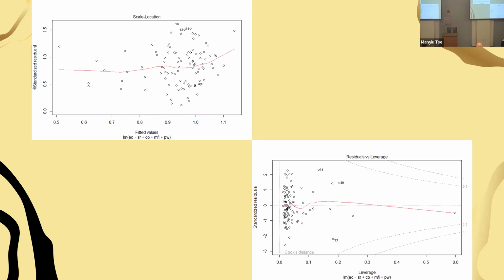Same thing goes here with scale location. We want a horizontal line there. We don't get that, but the outlier here clearly impacts that end of the data. And that's the big thing there. I think with this one, it's a relatively good model.